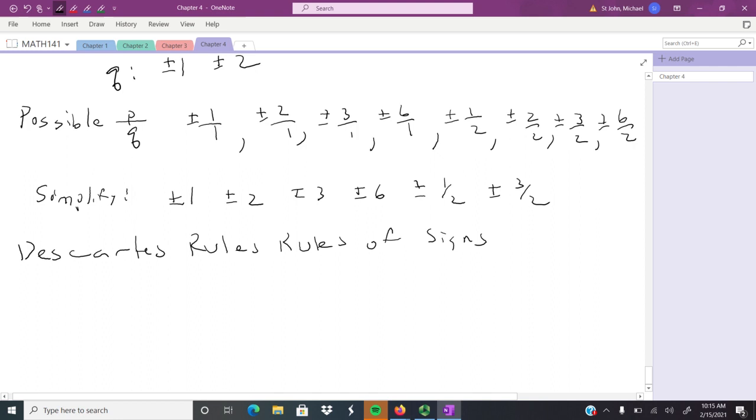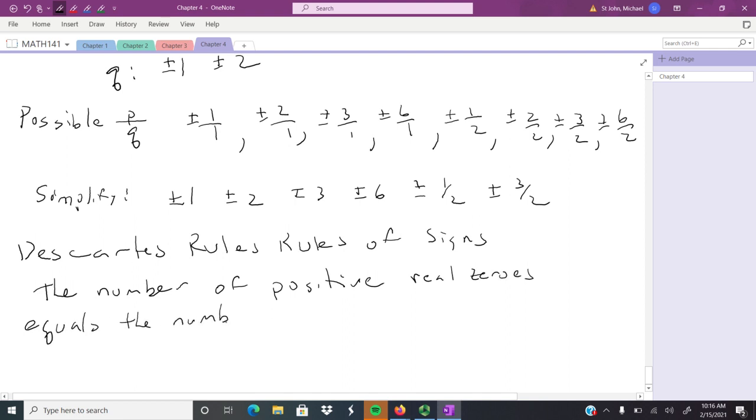Okay. So the number of positive real zeros equals the number of sign variations of f of x, or less than that by an even integer.